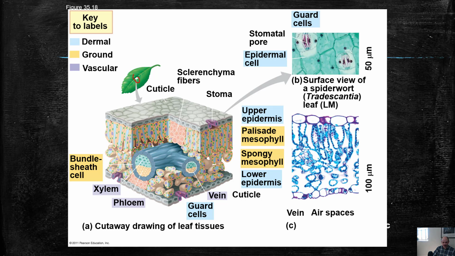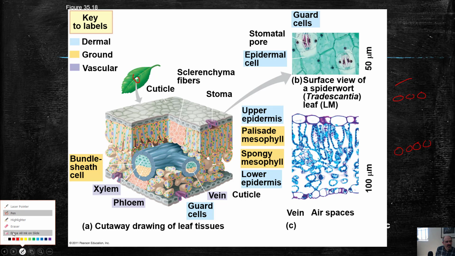And the leaf has three major tissues here. We have epidermis, and we have two layers of mesophyll. Mesophyll means middle of the leaf. So we have an upper epidermis and a lower epidermis. And then we have these layers of tissue called mesophyll.